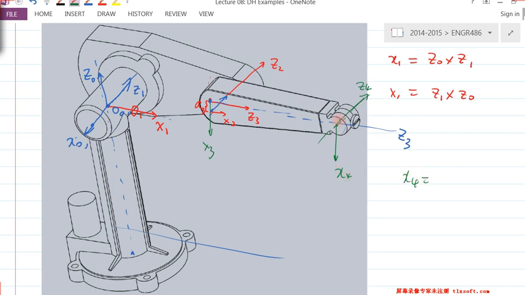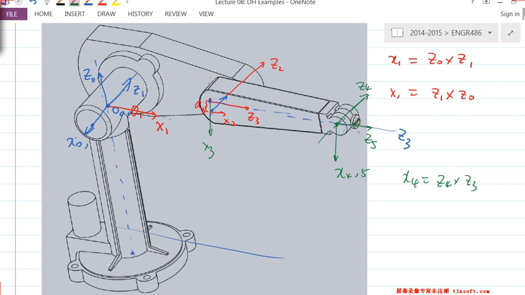Okay. The last frame is a frame attached to this end effector here. And there is no motion. See, the last frame, there's no motion about the z-axis of the last frame. So you can assign your Z6 just to be consistent with the previous Z5. So your Z6, you can move a little bit forward. See, the Z5 origin is over here, right? So we can move this frame a little bit to the center of the end effector here.